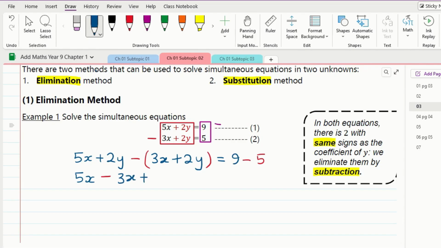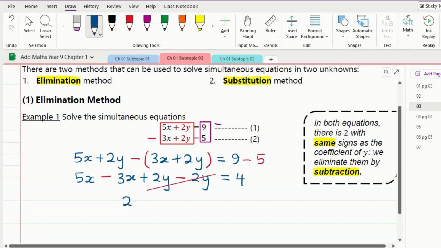And as for the positive 2y, the like term that is going to be together next to it will be minus 2y. So here you must have noticed that 2y minus 2y equals 0. So that means y is eliminated over here, leaving you with only x as your unknown. On the left hand side, it's done. Now for the right hand side, it's going to be 4, and 5x minus 3x is 2x equals 4.